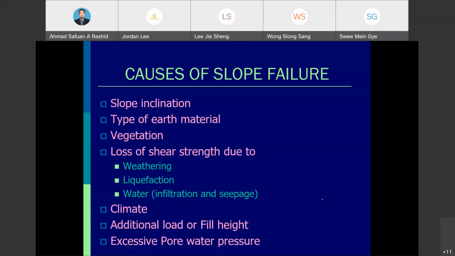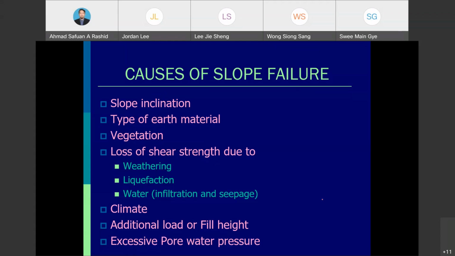And water. Due to infiltration and seepage events, this water can contribute to slope failure, because first it can be part of the driving force, and it also can make the strength of the soil become loose or less.